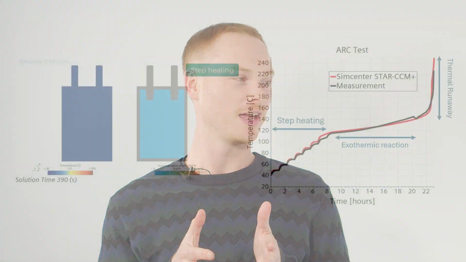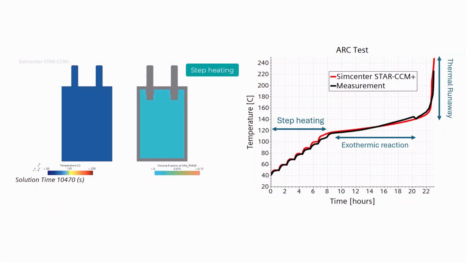Yes, and in fact, the example itself is an acronym. This is an ARC test, or ARC. But if we park the acronym to one side, fundamentally this test is about putting a battery cell into an oven. You turn the heat up and you start to understand when the battery will undergo thermal runaway.